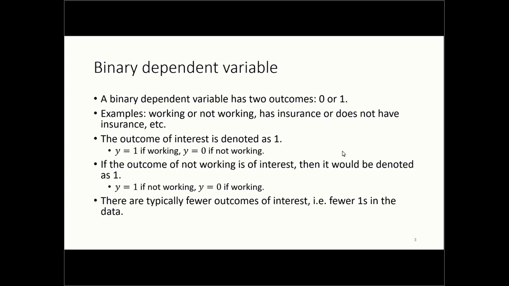However, sometimes if the outcome of not working is of interest, then it would be denoted as 1. So here we would have y equals 1 if not working, y equals 0 if working. So it's not necessary that the 1 is always the positive outcome and the 0 is always the negative outcome. Here we may be interested if someone is not working, for example, because they may be qualifying for unemployment benefits. And so that's why we could have y equals 1 if a person is not working. But typically, the outcome of interest is the outcome that a person is working or has insurance or makes a purchase and so forth. Also, there are typically fewer outcomes of interest. In other words, there are fewer ones in the data than zeros, although that's not necessarily always the case, but typically there are fewer ones in the data.